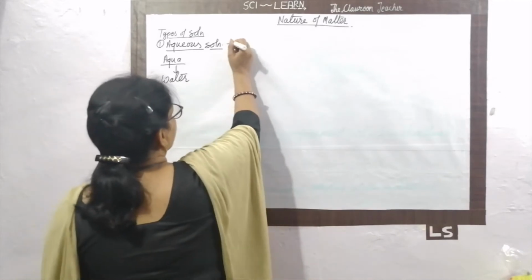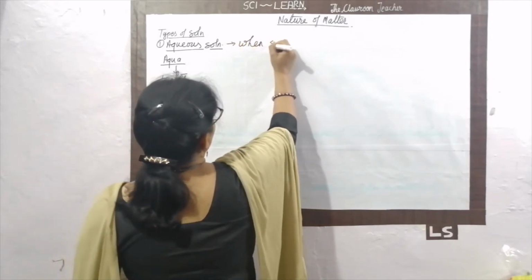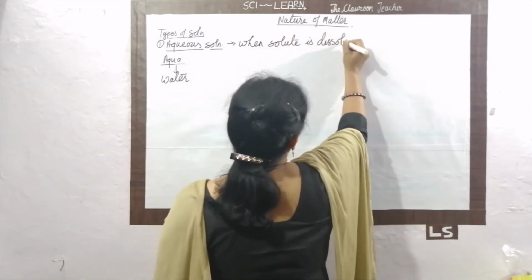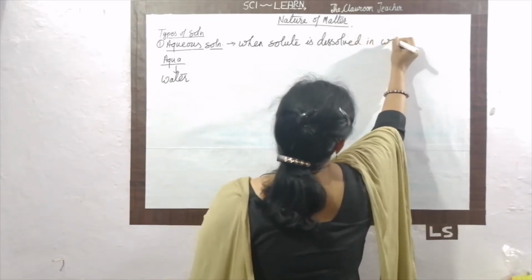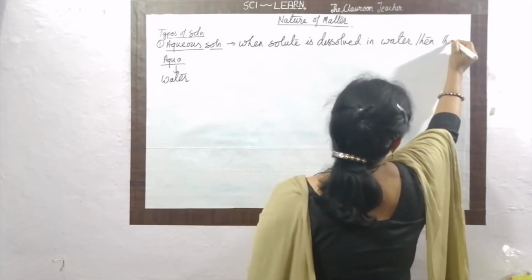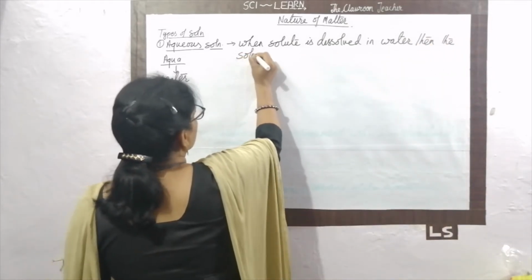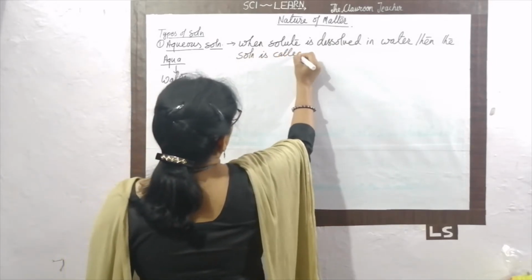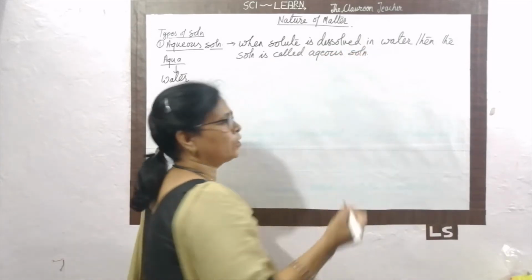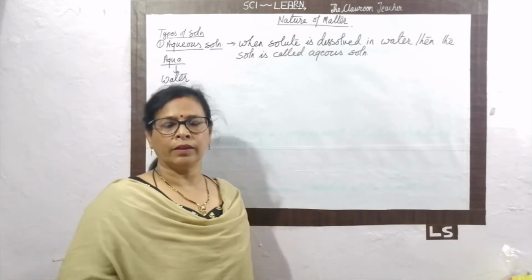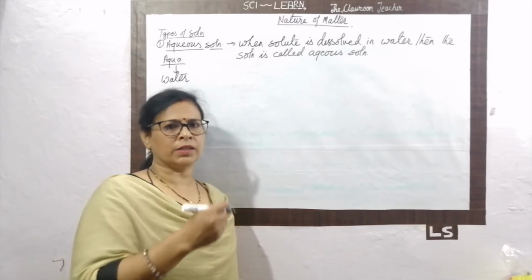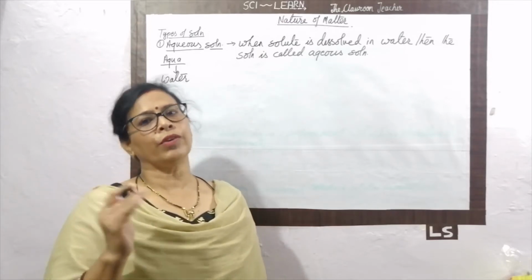So what is aqueous solution? When solute is dissolved in water, then the solution is called aqueous solution. Okay. Salt solution, the salt is dissolved in water. Then sugar solution, sugar is dissolved in water. Soda water, all the cold drinks that you drink, all these are examples of aqueous solution.